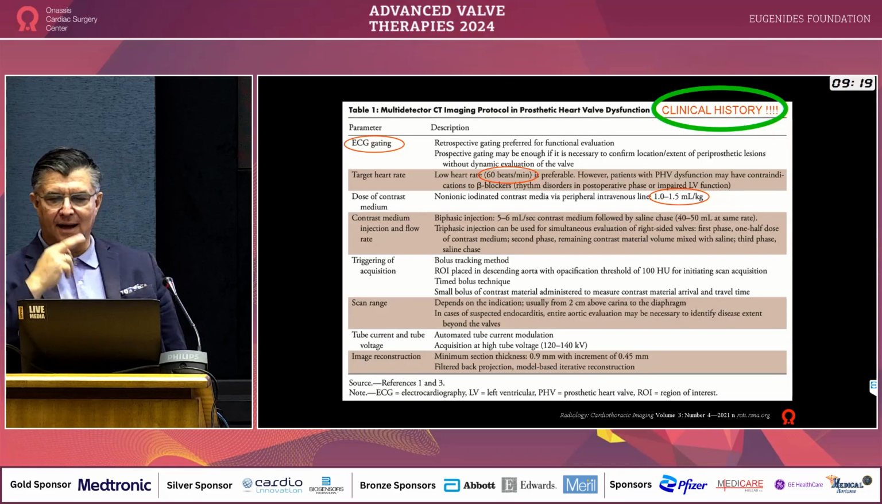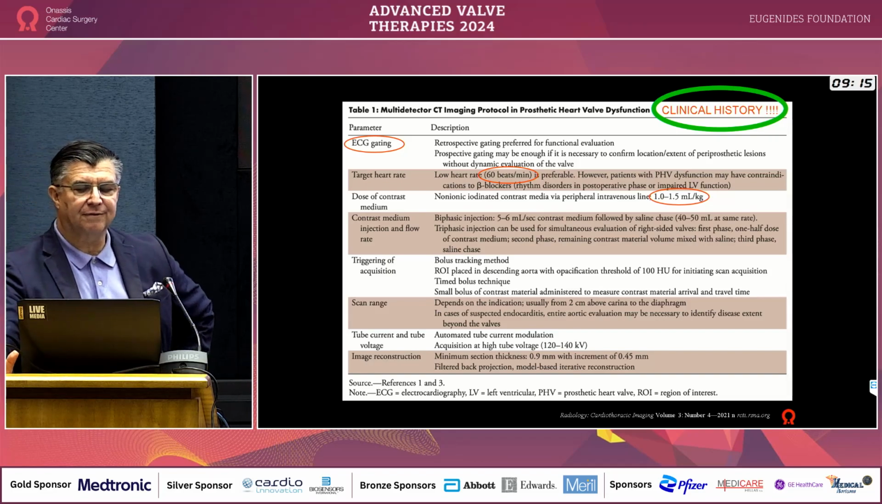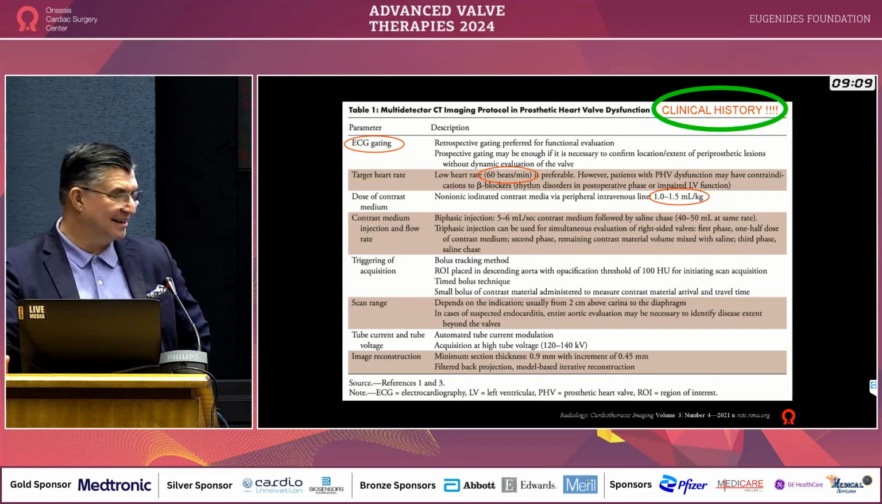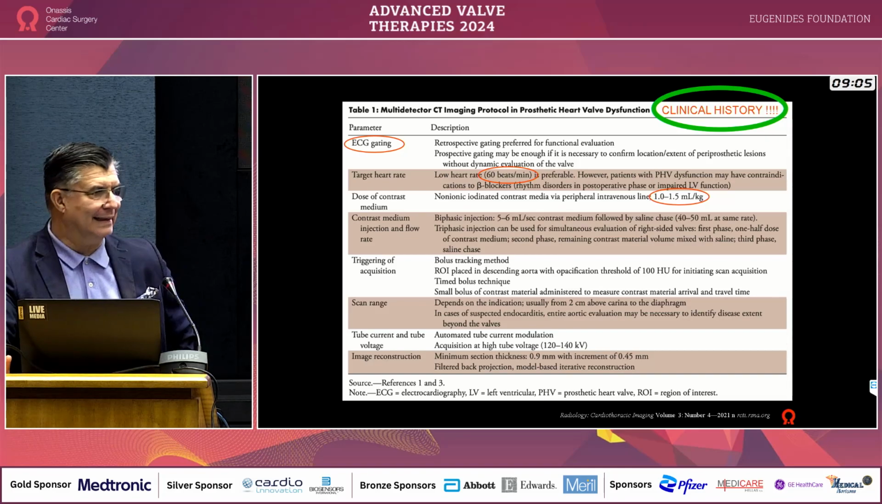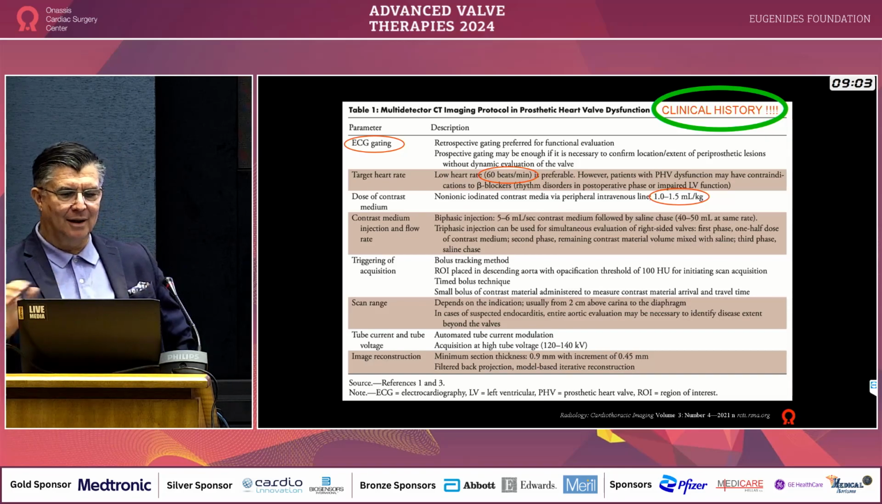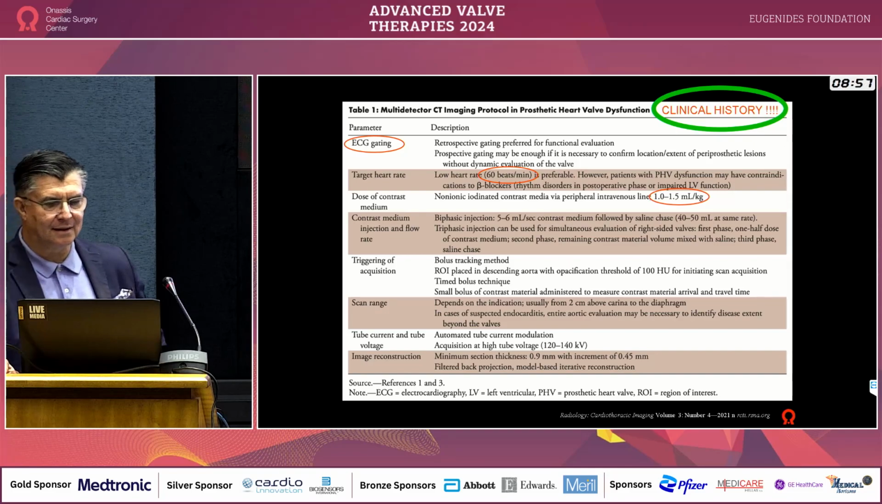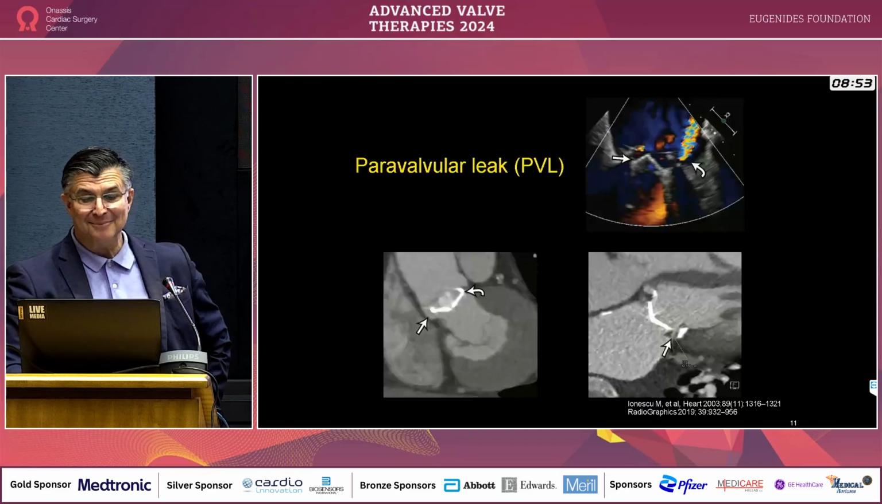Now, this is a rather extensive technique of how it is done. Again, the most important part in the technique is clinical history. You have to do, of course, a gated scan, and all the other parameters that you see here are just details that we radiologists can take care of.